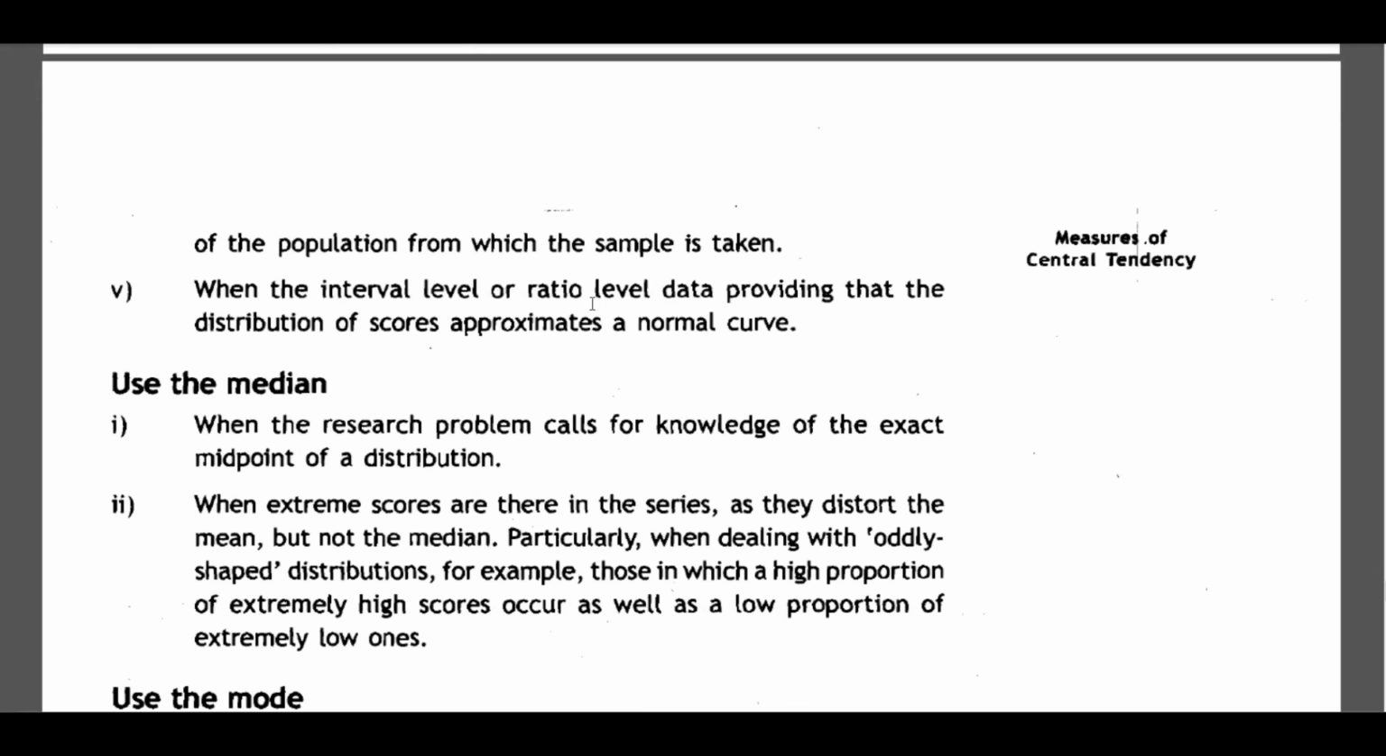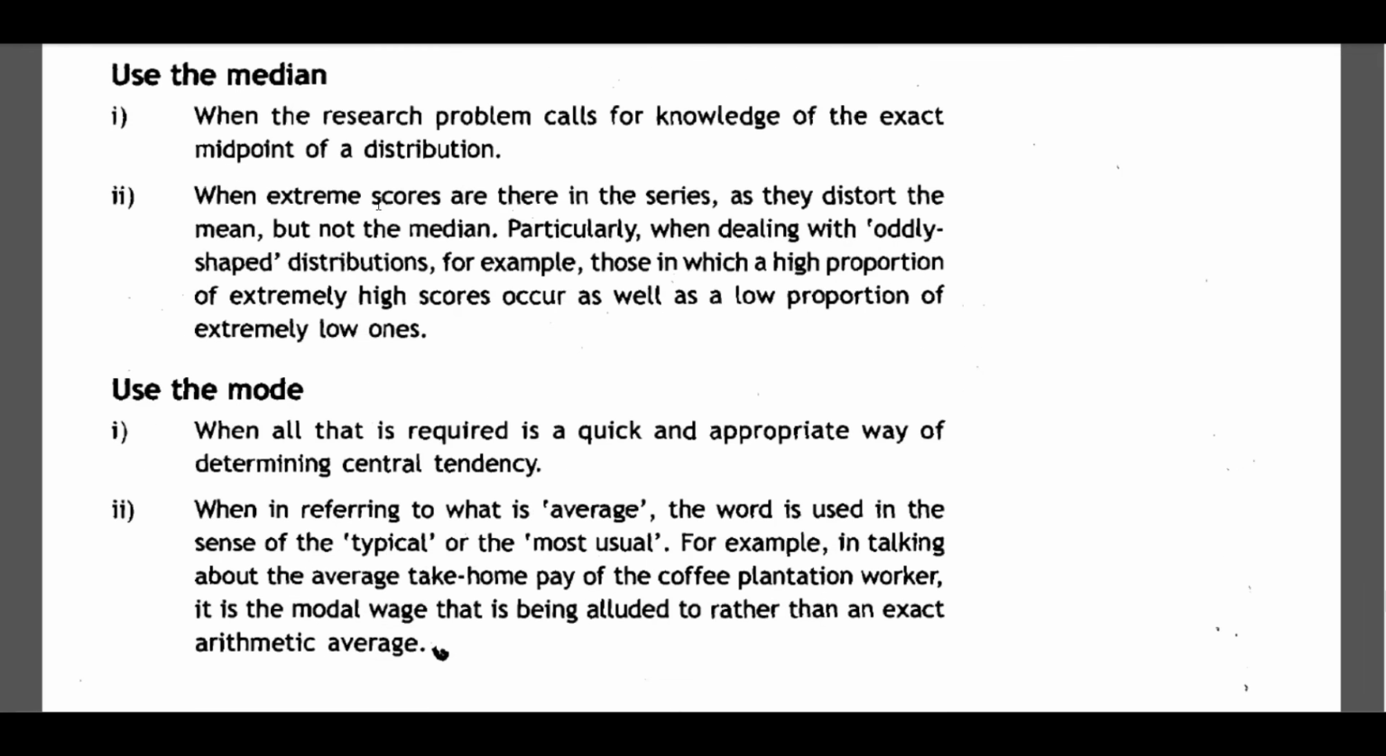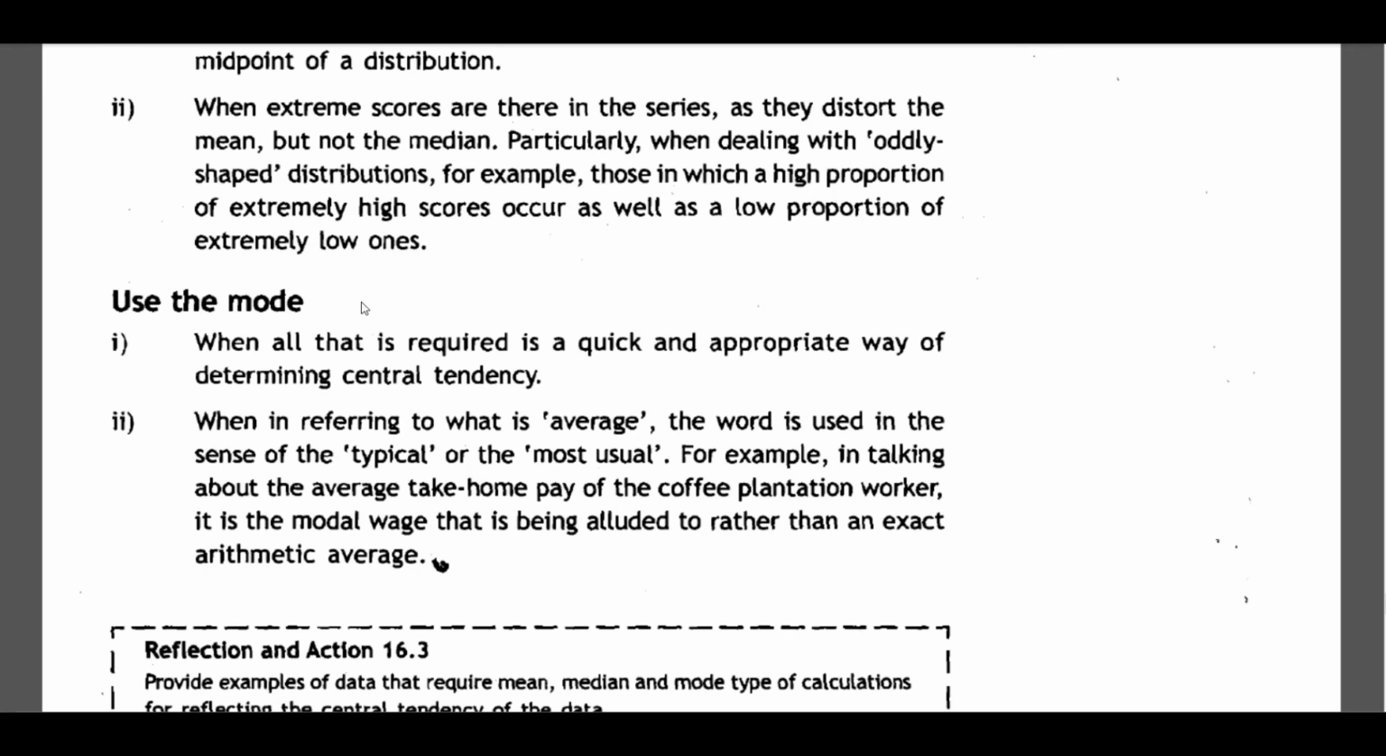Use the mean when the interval level or ratio level of data provides a distribution of scores that approximates a normal curve. Use the median when the research problem calls for knowledge of the exact midpoint of the distribution, when extreme scores are there in the series, as they distort the mean but not the median, particularly when dealing with oddly shaped distributions, for example those in which a high proportion of extremely high scores occur as well as a low proportion of extremely low ones.